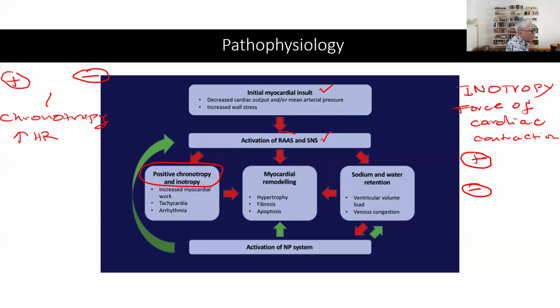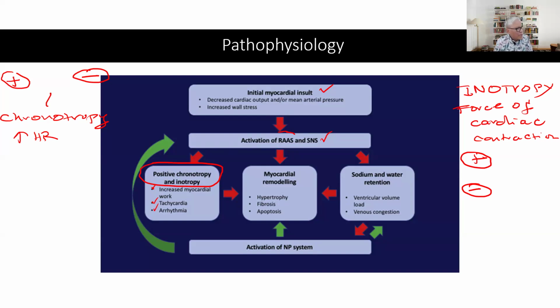And in addition to that, when you have an increase in heart rate, unfortunately, you also have an increase in workload of the heart and also tachycardias as well as arrhythmias. So whenever you have cardiac insult with the activation of the renin-angiotensin-aldosterone system and the sympathetic nervous system, it leads to positive chronotropic and inotropic effects. But unfortunately, it increases the workload of the heart.